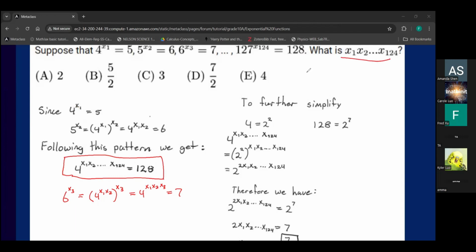And so that is why in the end, by following this pattern, we have 4 to the power of what we want to find, right? x1 times x2 all the way until x124 is equal to 128. And we want to further simplify, right? We want to make our life as easy as possible. And so hopefully you realize that 4 is equal to 2 to the power of 2. Okay, so we get 2 to the power of 2 times x1 x2 all the way till x124. And 128 is actually a power of 2, right? It is 2 to the power of 7.